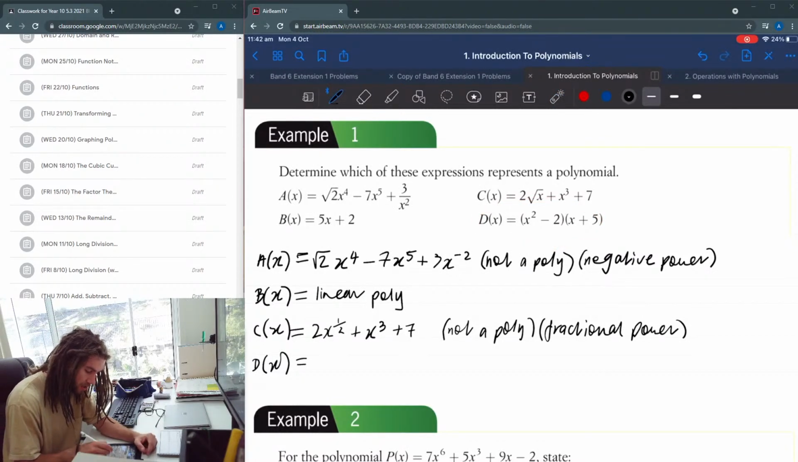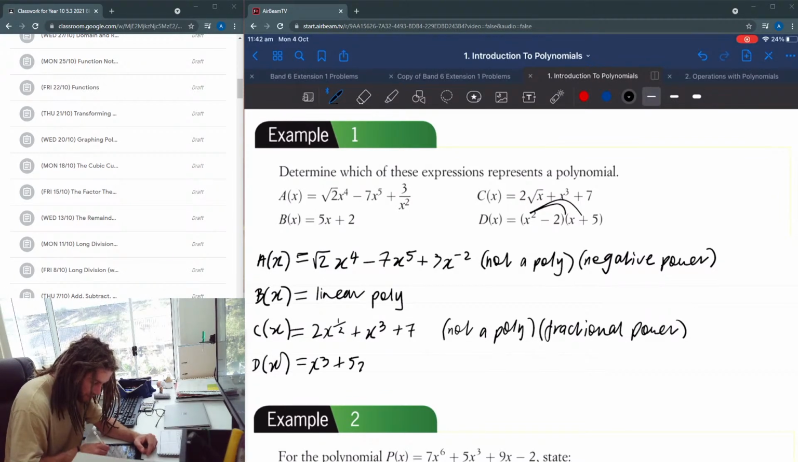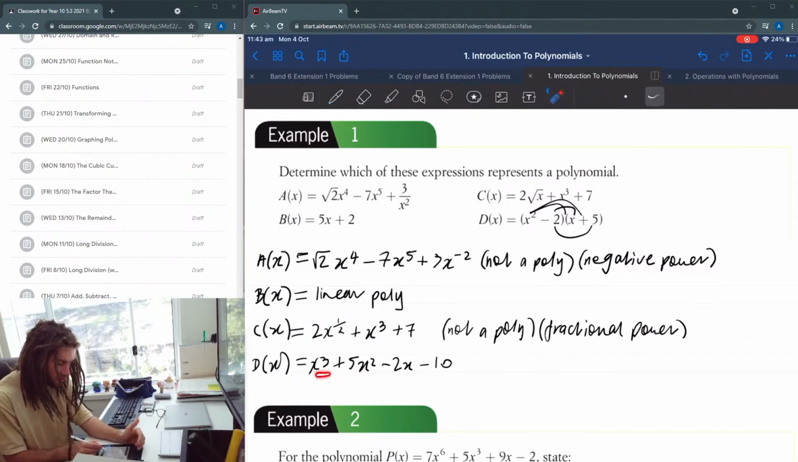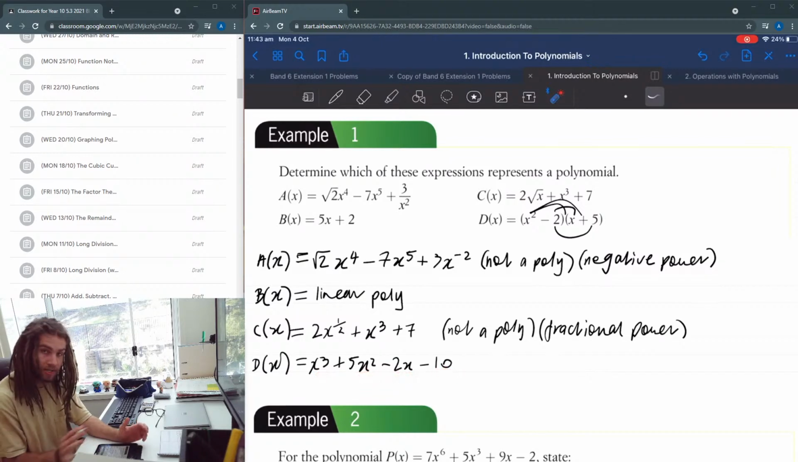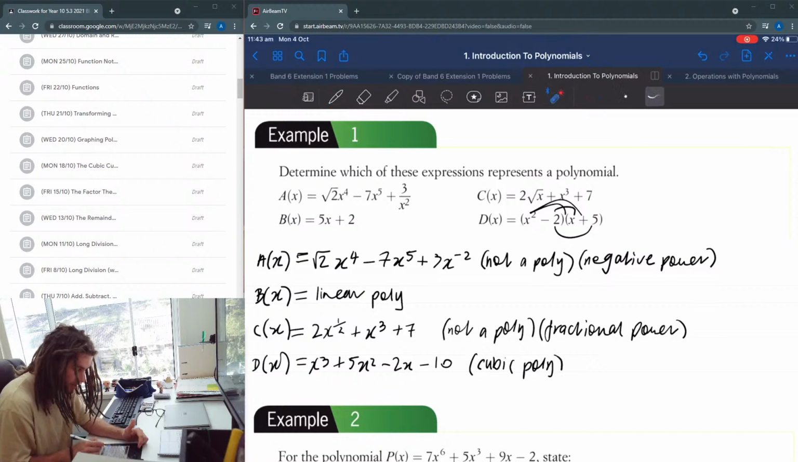So that means I'll just quickly expand it using FOIL. So that's going to give me x cubed. That's going to give me 5x squared. That's going to give me minus 2x. And that's going to give me minus 10. Now it's in general form because all the terms are next to each other. And also they're in order. I've got the cubic term, the quadratic term, the linear term, and the constant term all next to each other. And I can say it's a polynomial. It's actually a cubic polynomial. And how do I know that? Because the highest power is 3.